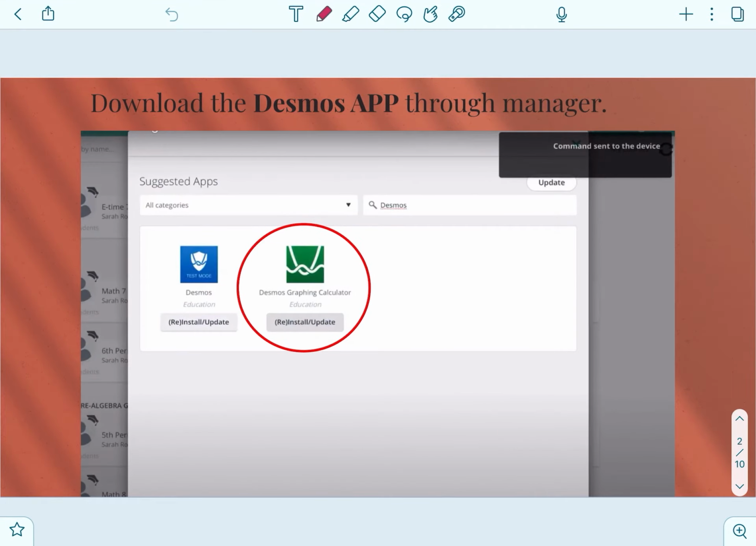So first thing is you do need this app, and it is available for you on the Managers app. If you access your manager, you need to type in Desmos, click on the second one where it says Desmos Graphing Calculator, and install it. Once the command is sent to the device, it will take a few minutes for it to download, so just keep that in mind.